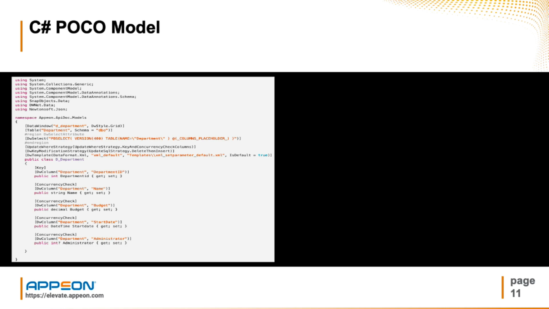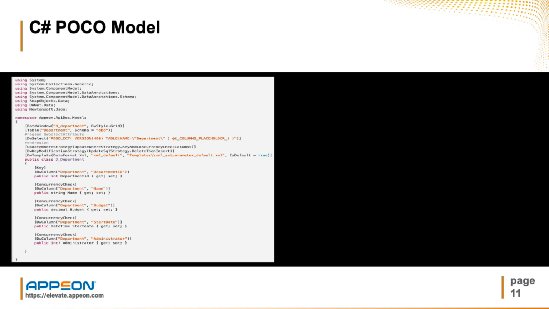Let's now take a look at an example of a Poco model. Now, Poco stands for plain old C# object. And if we look at it in detail, we will see that we have the using statements first. This tells the .NET Core project to include certain libraries inside of the project. Next, we get a namespace, which is the namespace used for this object. Then you may find the specific .NET DataStore definition. For example, the first one is declaring that it is based on a data window object, which is the d_department object, and it's a grid data window. Then the next line is declaring the table it will use.